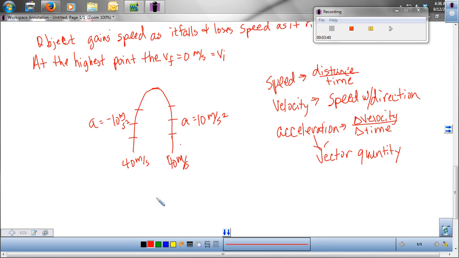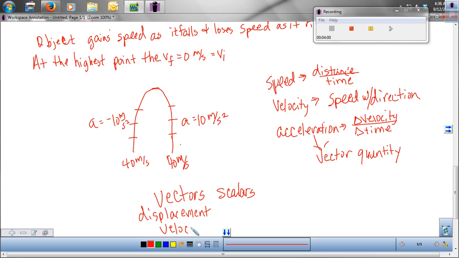We need to know the definition of vectors and scalars and an example of each. So displacement, because that's distance with a direction, velocity and acceleration are all three vector quantities because they have to have a magnitude and a direction.